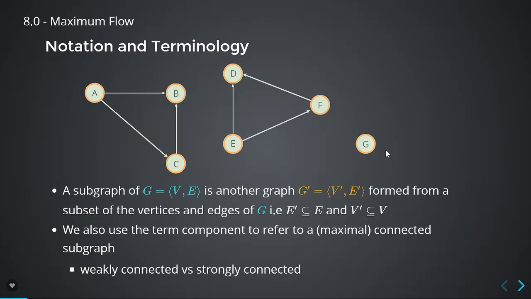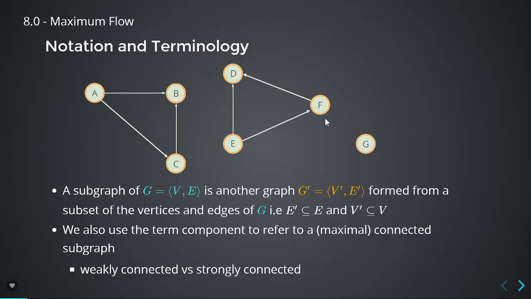Now, that word component can also be tricky sometimes. When I talk about a component, I mean connected parts of the graph. Like A, B, and C are obviously connected, D, E and F are connected, and G is also connected, well, because it's a single node. So I call these 3 connected, and so there are 3 different components.